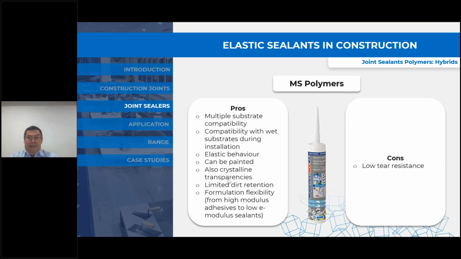And modulus, by that I mean it's the force required to deform the material. So a low modulus material tends to be much more elastic and flexible, easy to stretch or deform, whereas a high modulus tends to be a little bit more firmer and a harder material and takes more force to deform. So the cons of an MS polymer are quite few. There's only really the low tear resistance. So it's one of the points that it's taken from, I guess, the silicone side.